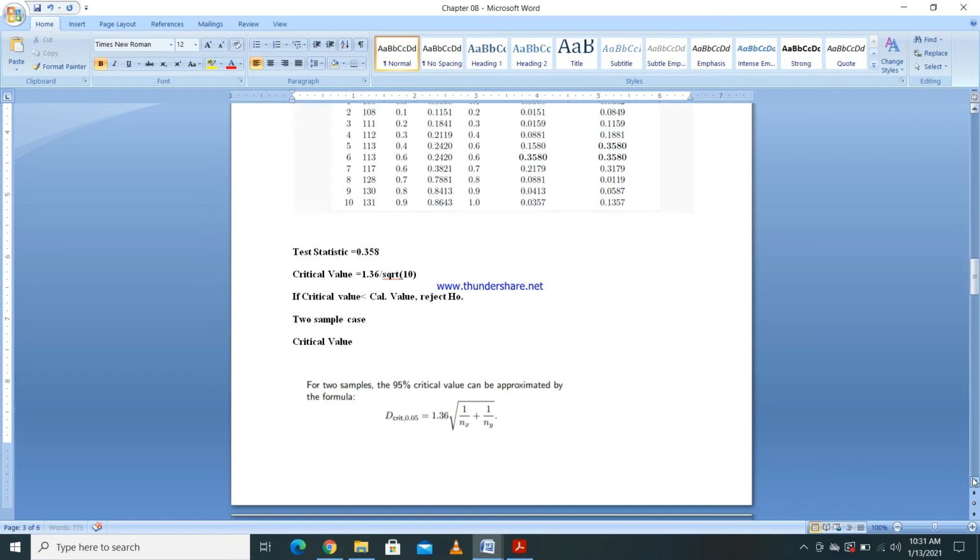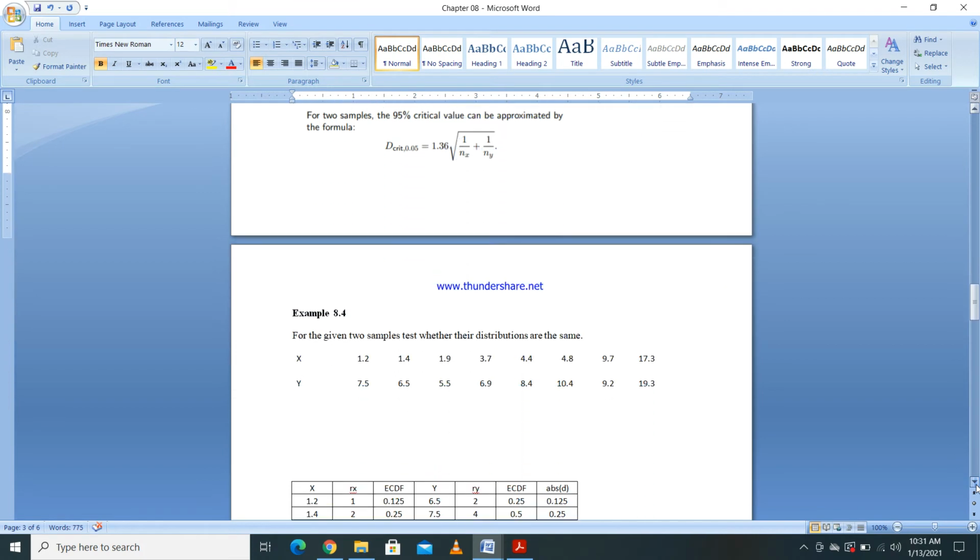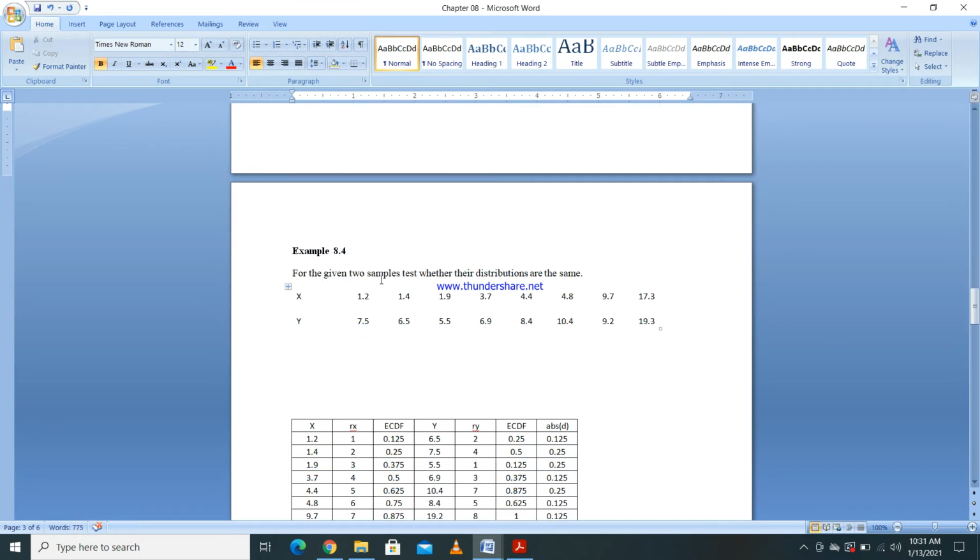Okay, so you can use this KS test when you have even two samples. That is to check whether both samples are coming from the same distribution or not. In such cases, as the critical value, you can use this formula: 1.36 times the square root of 1 over the number of observations in the first sample plus 1 over the number of observations in the second sample. Now for an example, let's say you have this set of observations here.